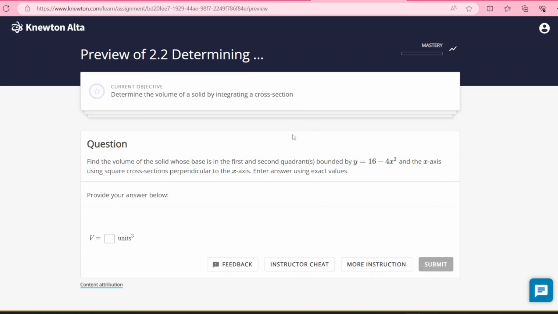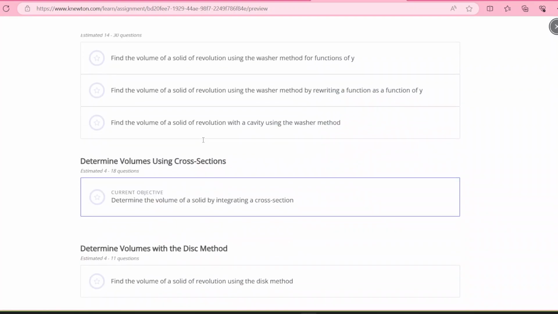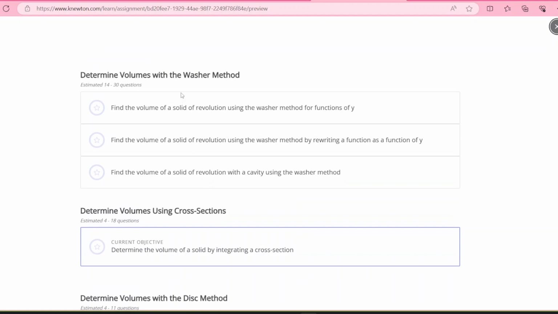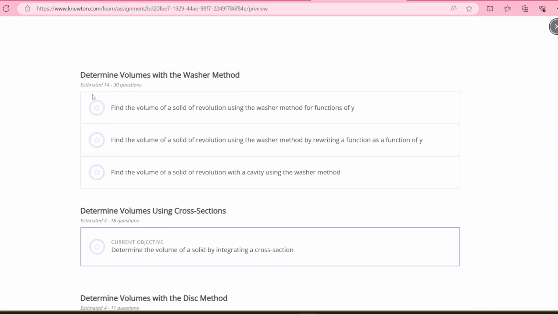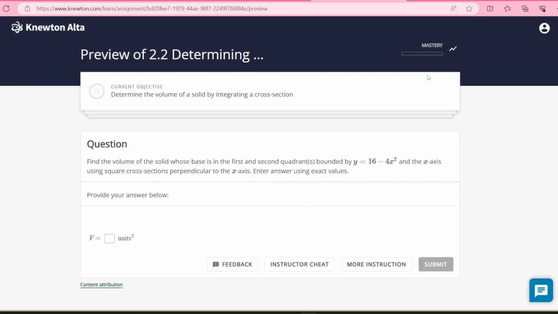So here's what your homework page will look like. At the top of it, you have the title of the assignment. You won't see the word preview. In the upper right corner, you've got your mastery bar telling you how far along you've gotten, and your activity bar telling you how far you've gotten in each objective. So it looks like there are 5 objectives here in this assignment, and each objective has its own progress circle. And then you have a question about a certain objective, right? So the current objective is, determine the volume of a solid by integrating a cross section.